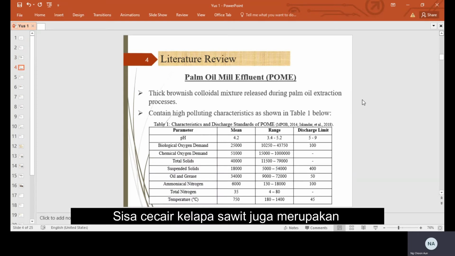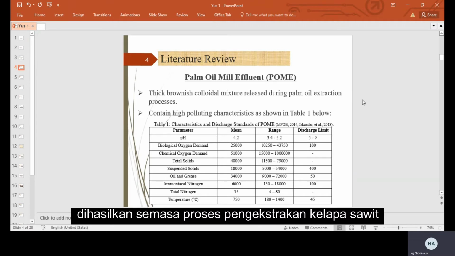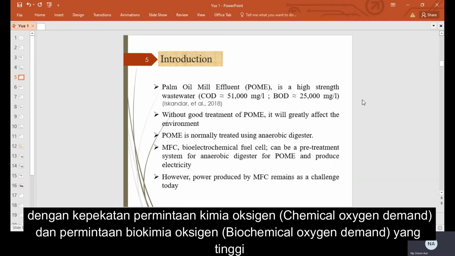Palm oil mill effluent is also a focus of this research work because Malaysia is the second largest in the world in terms of producing palm oil. We call it as POME. It is a brownish colloidal mixture released during palm oil extraction processes. It contains high polluting characteristics as per table 1. POME is a high-strength wastewater with high COD and BOD concentrations.